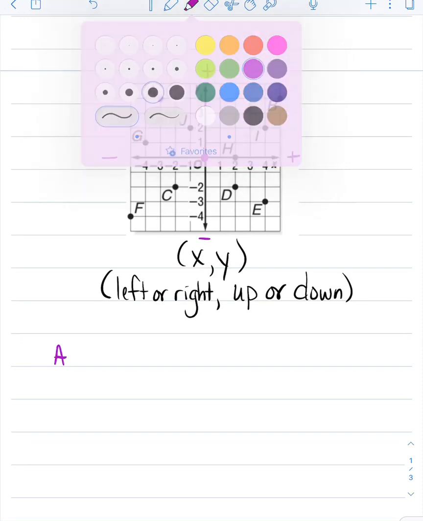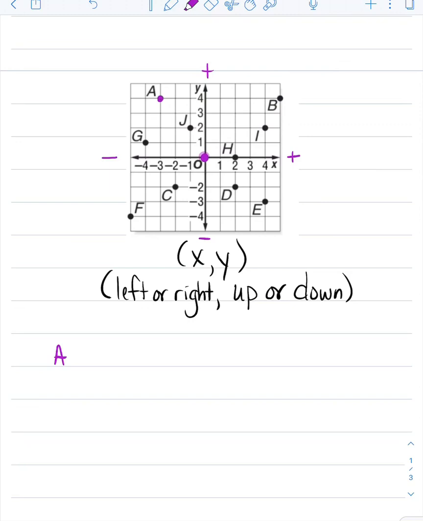So for point A, I start at the origin. I go left 1, 2, 3. See how I'm under the A? So my first number is left 3, which is -3. And now I notice that I go up 1, 2, 3, 4 jumps. So my second number, up, is positive 4. So the coordinates of point A are -3, 4.